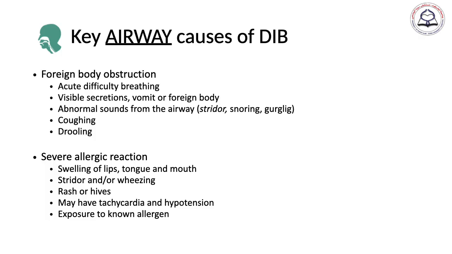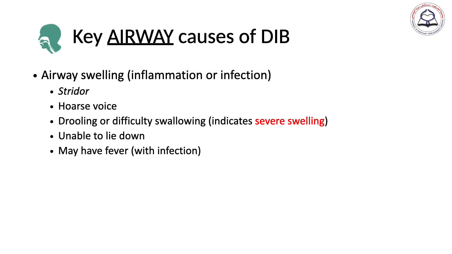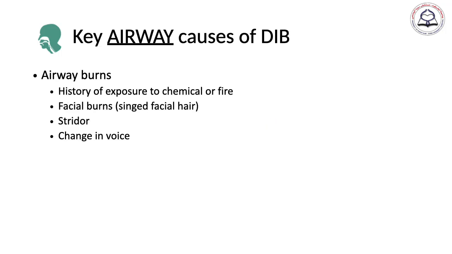Patient can have cough and drooling. Those with severe allergic reaction usually have swelling of the lip, tongue, and mouth, stridor and wheezes, rash or hives, may have tachycardia, hypotension, and there could be history of exposure to certain allergens. Airway swelling could be due to inflammation or infection. Patient can have stridor, hoarse voice, drooling, or difficulty swallowing in severe cases, unable to lie flat, and may have fever in case of infection.